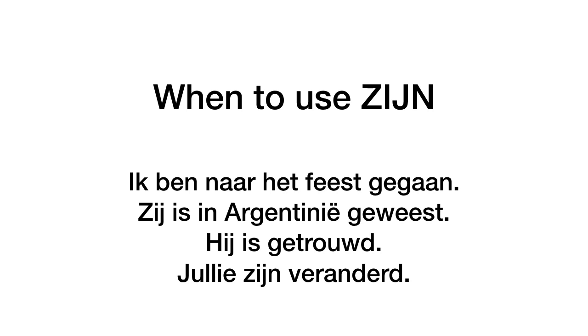Ik ben naar het feest gegaan. I have gone to the party. Zij is in Argentinië geweest. She has been in Argentina. Hij is getrouwd. He is married. En jullie zijn veranderd. You have changed. These are some examples of sentences in which we use zijn.